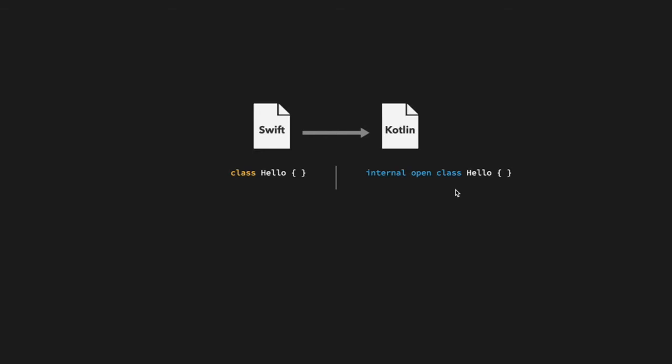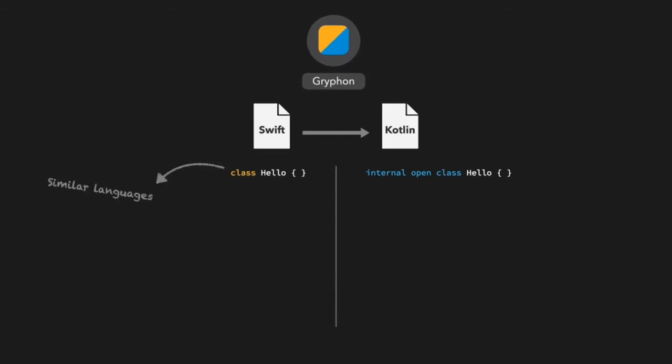So because these languages are more similar than Java and Objective-C, it would be possible to create a translator that turns readable Swift code into readable Kotlin code. And this is exactly what our last cross-platform tool of the list does. The tool is called Gryphon, and it works a little bit like this. It turns readable Swift code into Kotlin code because the languages are similar. They're both similar in their syntax, so they're written in a similar way, and they're similar in their semantics, so they behave in a similar way.